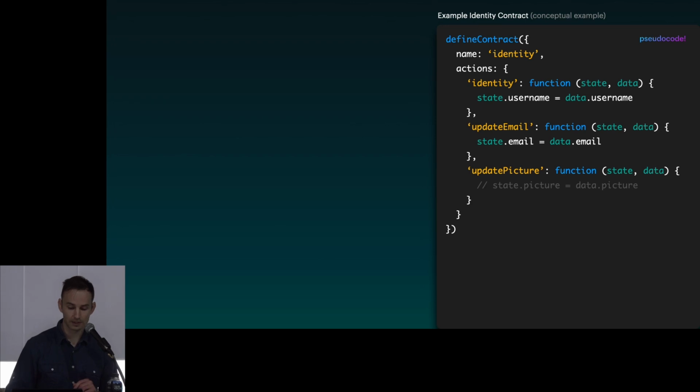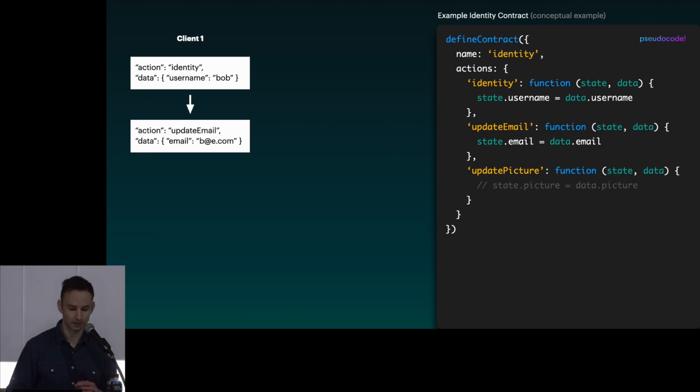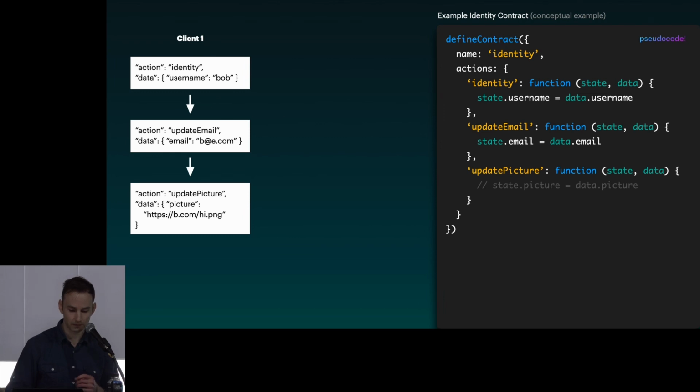So what happens if we first start with this contract, the one where it's uncommented, and we have a client who had this sequence of events. They created an identity with the username Bob. They updated the email to be b@e.com, and they updated the profile picture to be b.com/hi.jpg or PNG. That's going to be the state that they're going to arrive at in the end. It's going to have all three fields in it: the username, the email, and the profile picture.